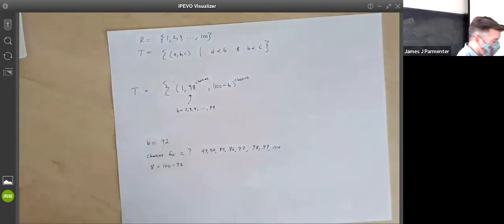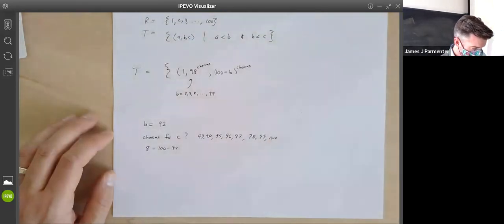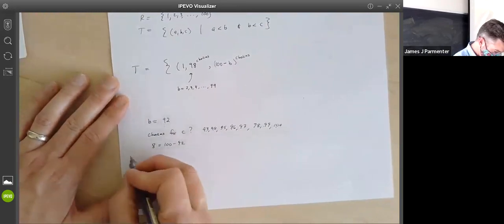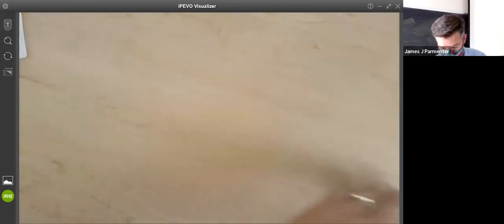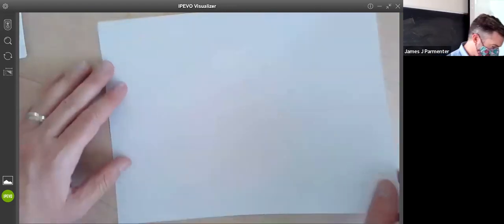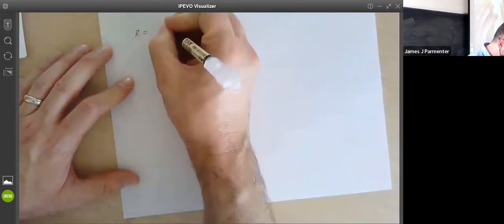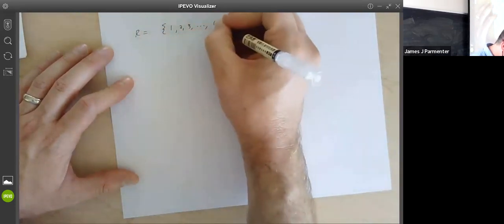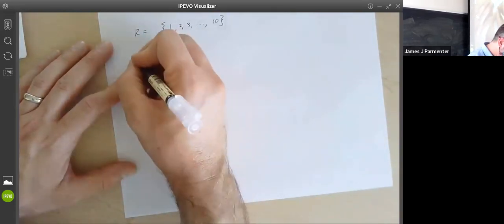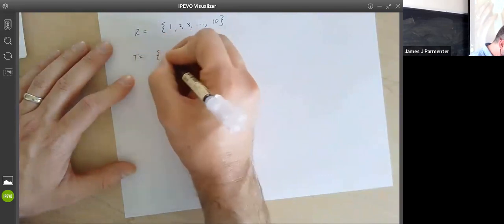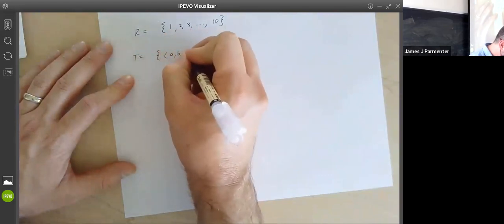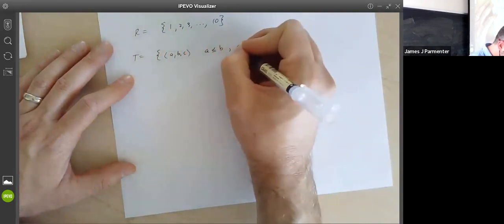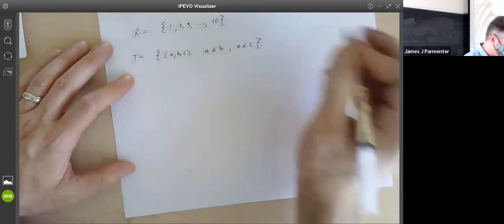So, good to think about though. Interesting. Okay, better question. What if we phrased it this way instead? What if we said, and let's make the number smaller, let's say R is a set from, let's just go 1 to 10. Let's not be quite so ridiculous. And T is now the set of, again, triples, but A is less than or equal to B, and A is less than or equal to C.